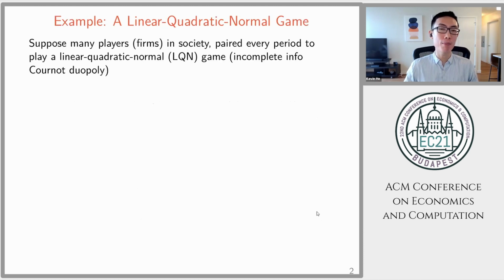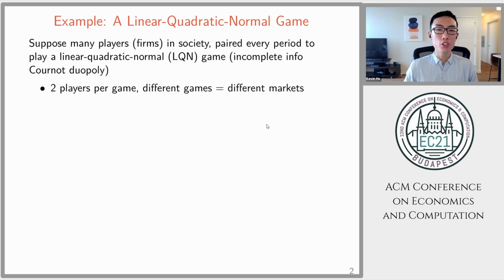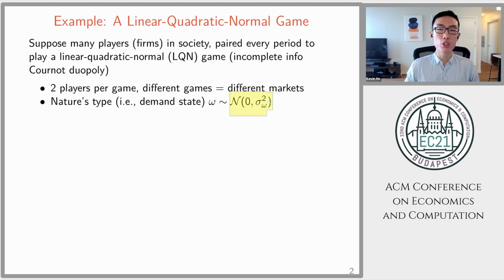So here is an example to keep in mind. Suppose there are many players in a society, and they're paired in every period to play a linear-quadratic-normal game. Think of the players as different firms, and think of the game they're playing as an incomplete information version of Cournot duopoly. So there are 2 players per game, and these different games that people are matched into can be viewed as different markets. In a game, nature first draws a type from a normal distribution, interpret that type as the demand state in a specific market.